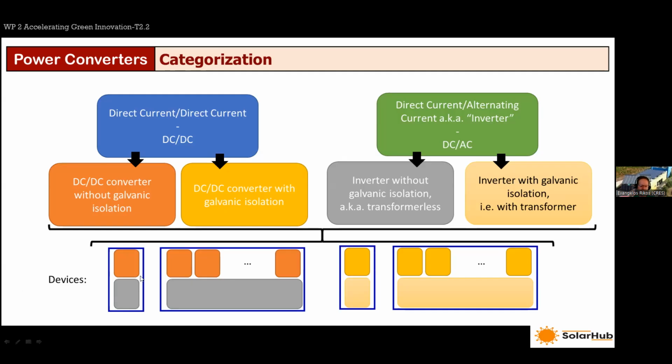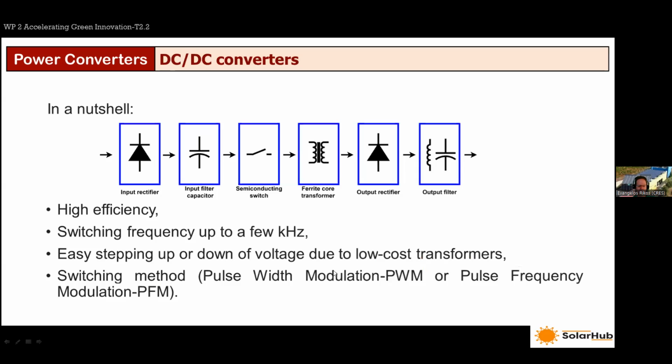And of course, as I mentioned before, one can combine these topologies in order to produce some commercial products, like for example, a DC-DC converter without galvanic isolation with the inverter without galvanic isolation, or with. It doesn't really matter. You can have any combination here you like.